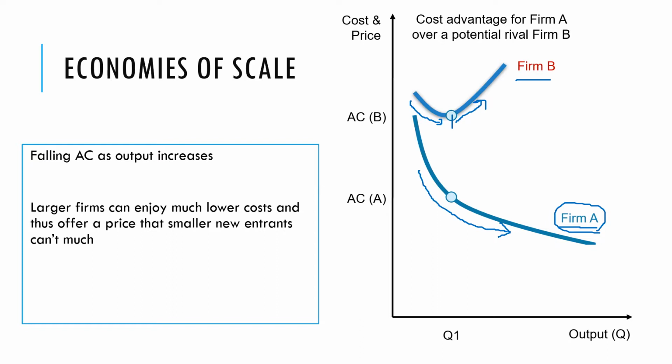If they were to charge a price somewhere in the middle here, then firm A can make a profit, whereas firm B cannot enter that market, cannot compete economically. So that can present a barrier to entry and reduce the level of competition, the size of the business and the ability to exploit economies of scale.